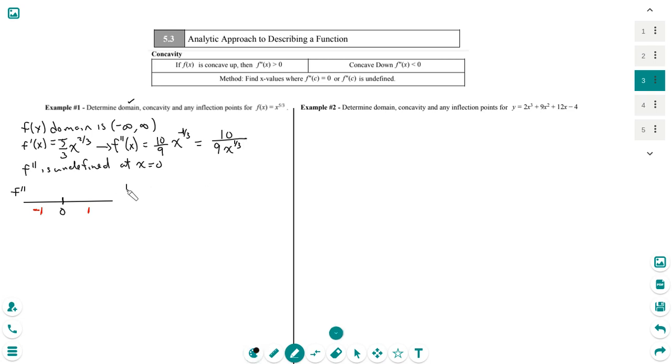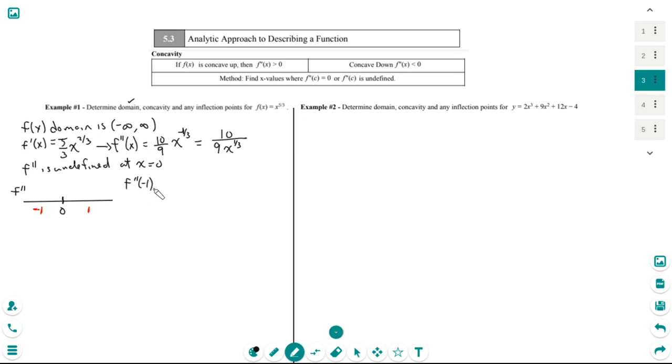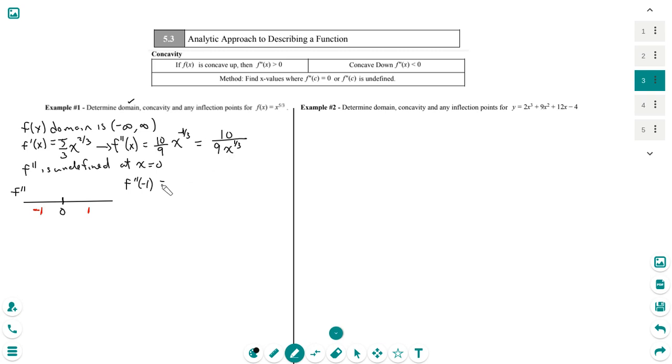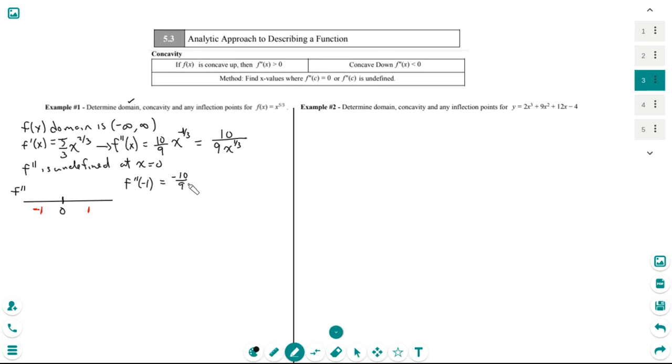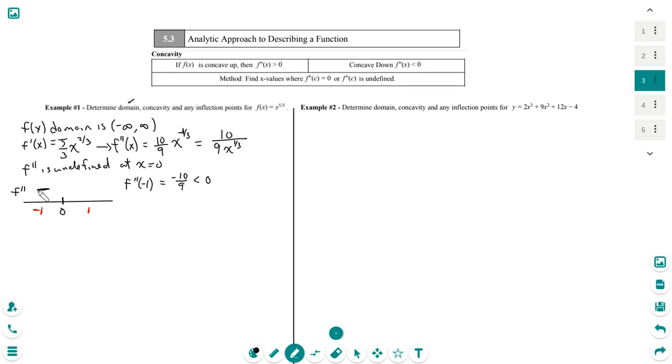Okay, so I'm going to do f double prime at -1. If I put -1 in here, I get 10/9 times the cube root of -1, which is -1. And so that's -10/9, and that is less than 0. So on the left side of 0, the second derivative is negative.